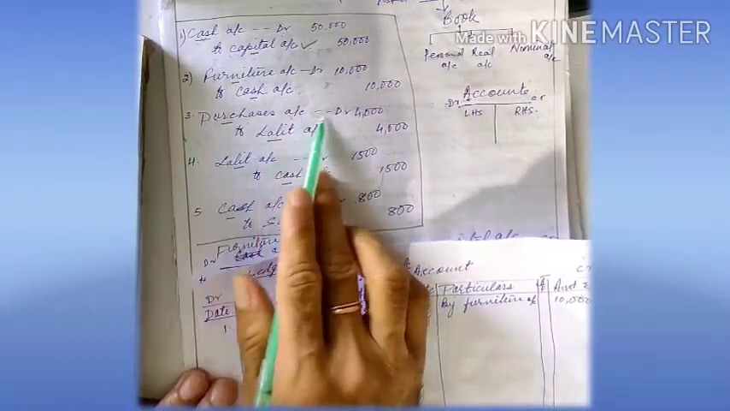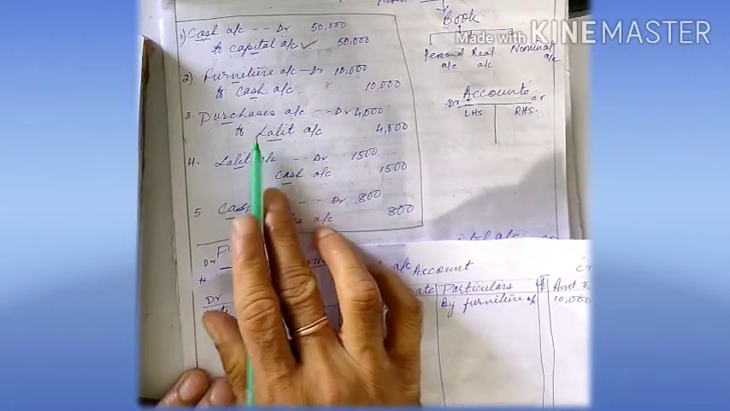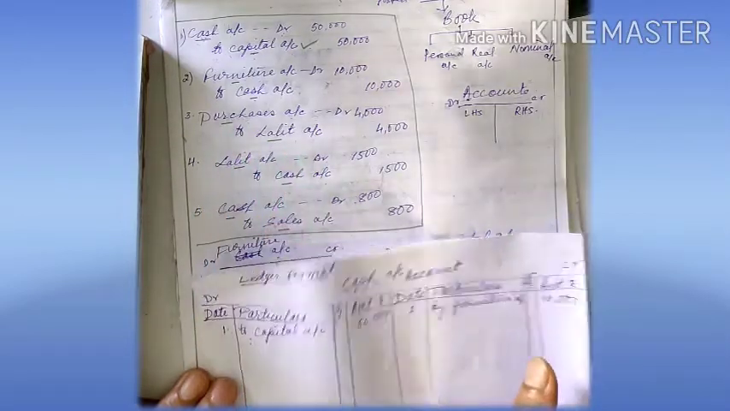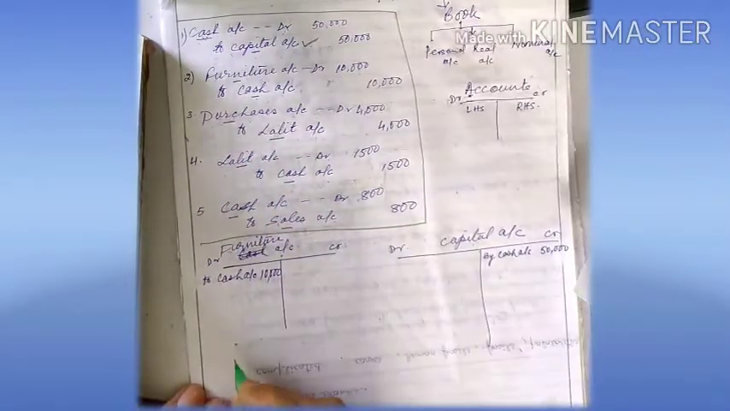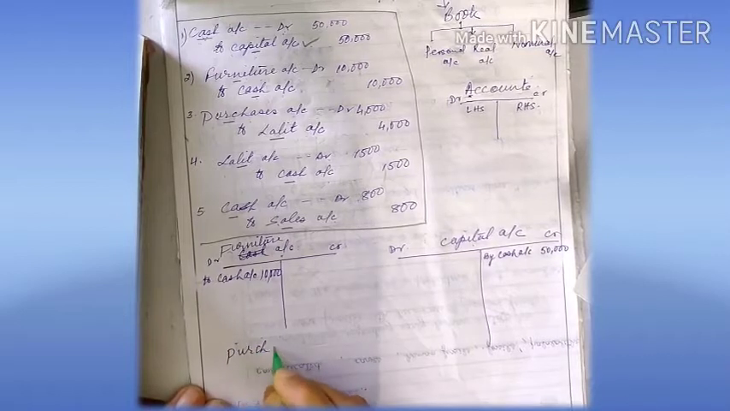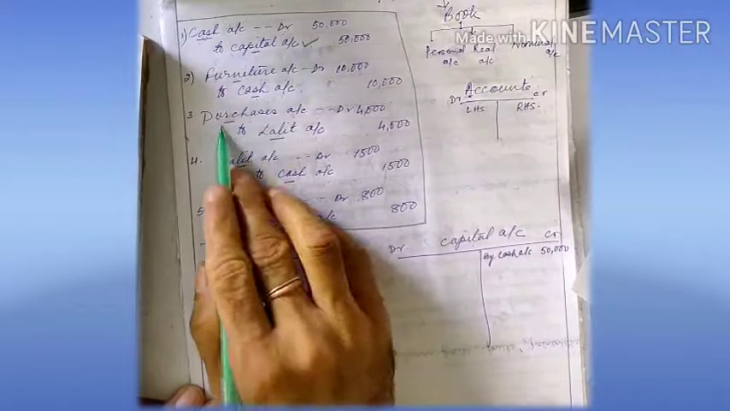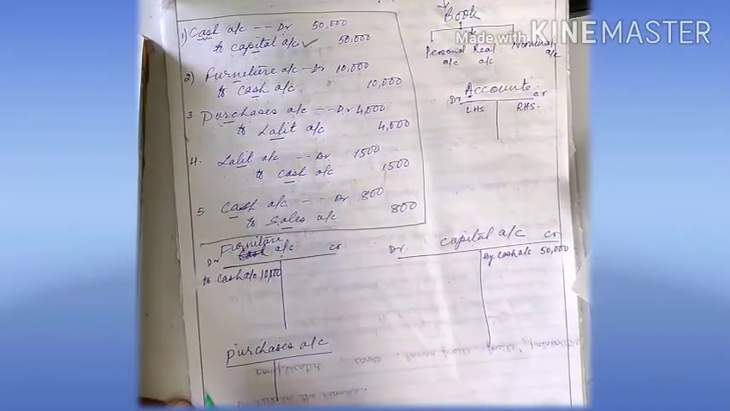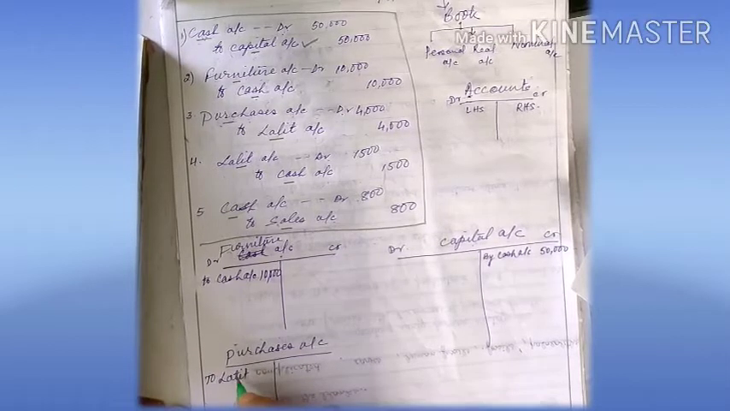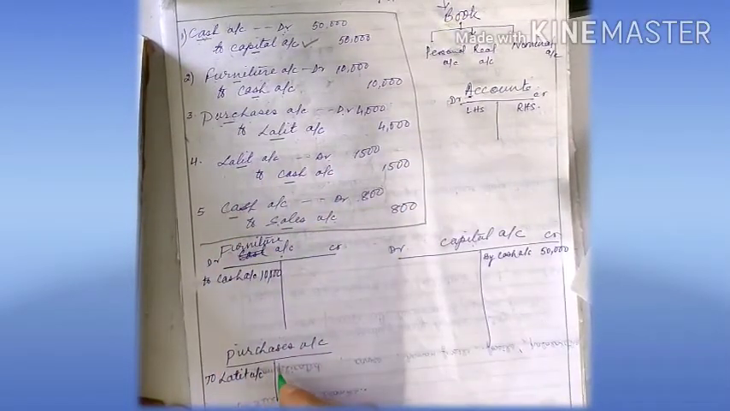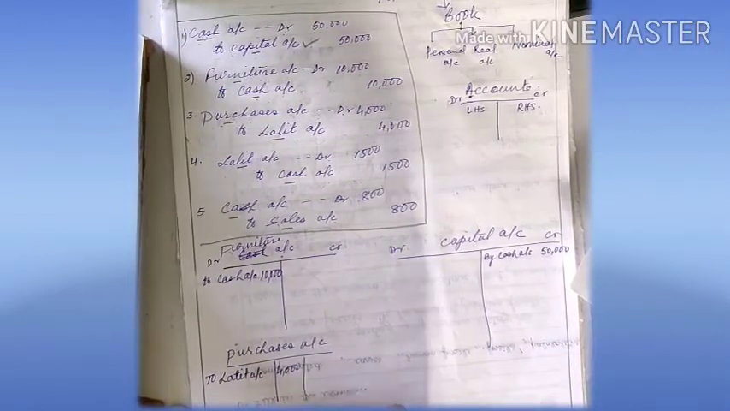Next is purchases account debit to Lalit account. So these entries will be recorded in purchases account and in Lalit account. So let's have another account called purchases account. So purchases account is debit. So we come to the debit side, write down to Lalit account and the amount here is say 4,000.